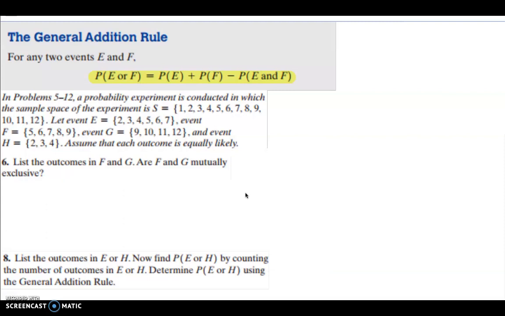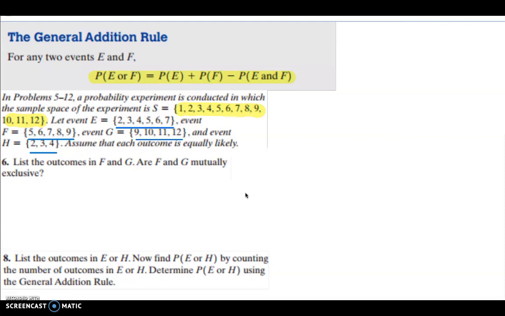Okay, so let's look at an example here. A probability experiment is conducted in which the sample space is 1 through 12. Event E is the numbers 2, 3, 4, 5, 6, 7, 8, and 7. Then there are events F, G, and H. Now, assume that each outcome is equally likely. That's critical to have here. We want to list the outcomes in F and G, and are F and G mutually exclusive or disjoint?